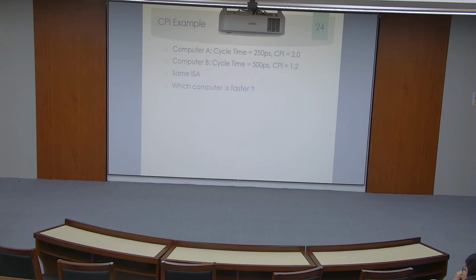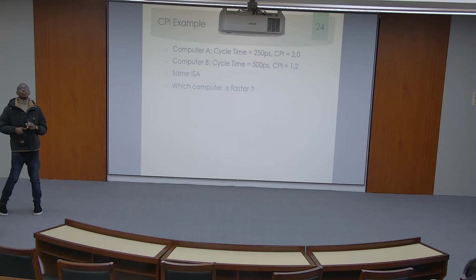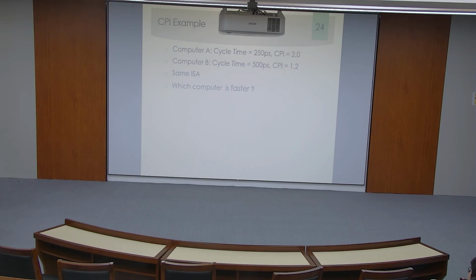Okay, I want you to tell me how many times computer A is faster than B. 1.2. How did you find it? Tell me. We have the CPU time here. CPU time equals instruction count times CPI times clock cycle time.